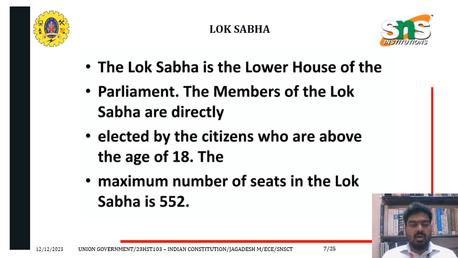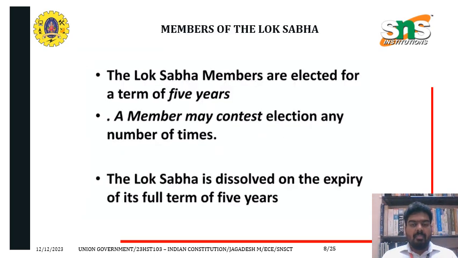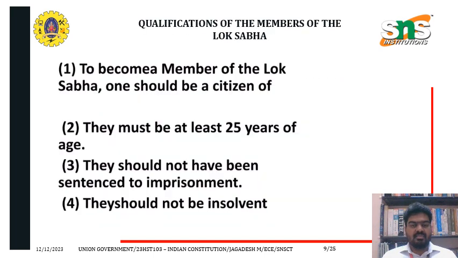So what is Lok Sabha? Lok Sabha is the lower house of the parliament. The members of the Lok Sabha are directly elected by the citizens who are above the age of 18. The maximum number of seats in the Lok Sabha is 552. The Lok Sabha members are elected for 5 years. A member may contest election any number of times. The Lok Sabha is dissolved on the expiry of its full term of 5 years.